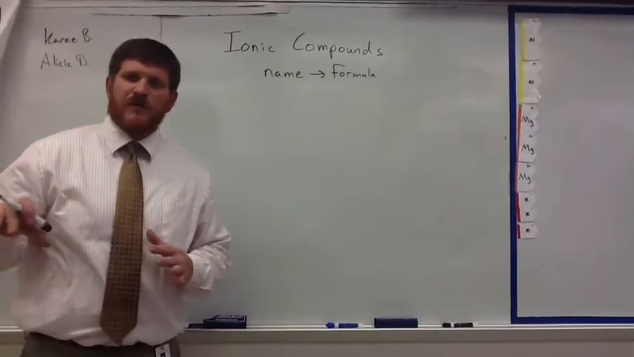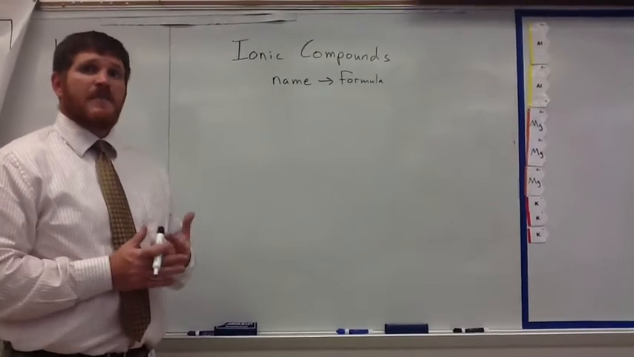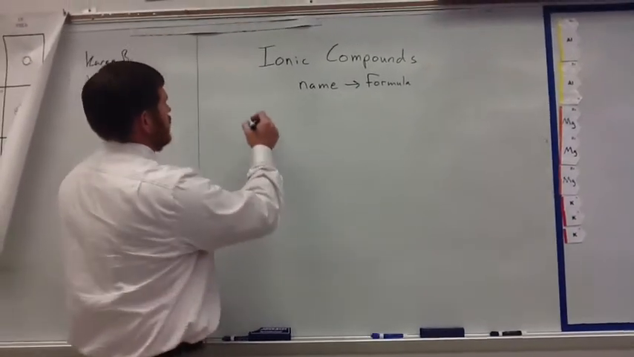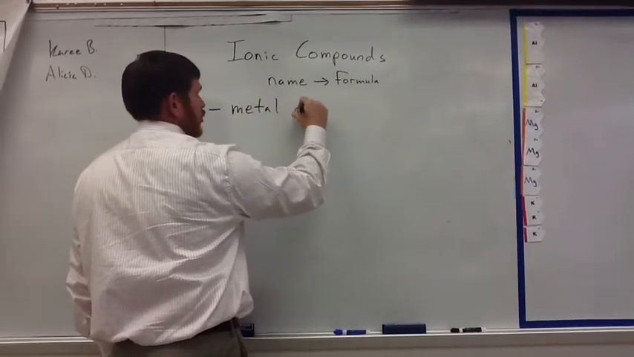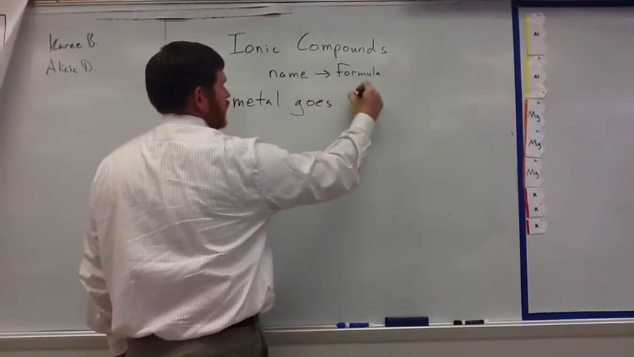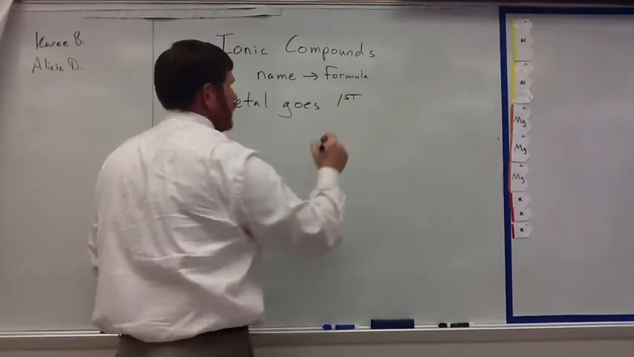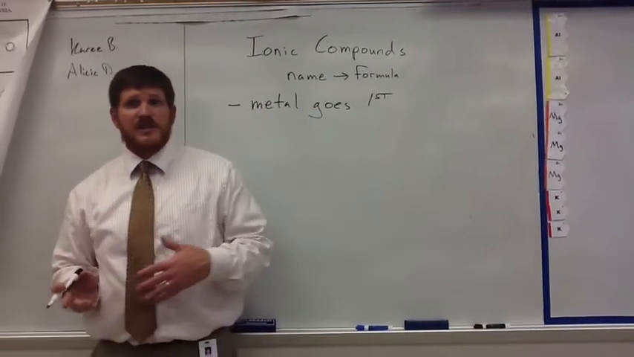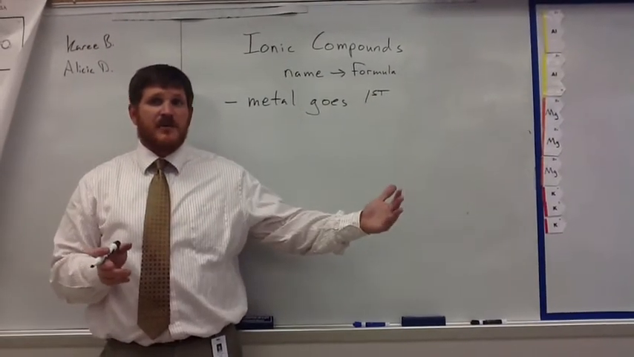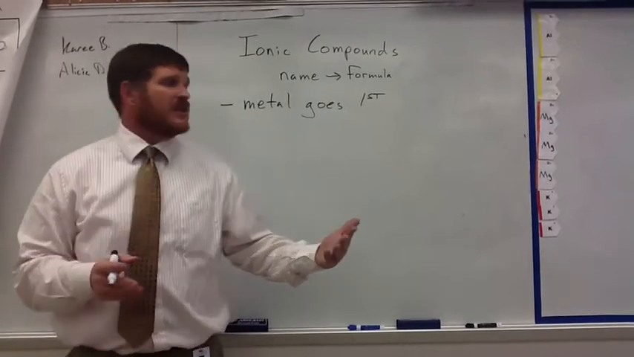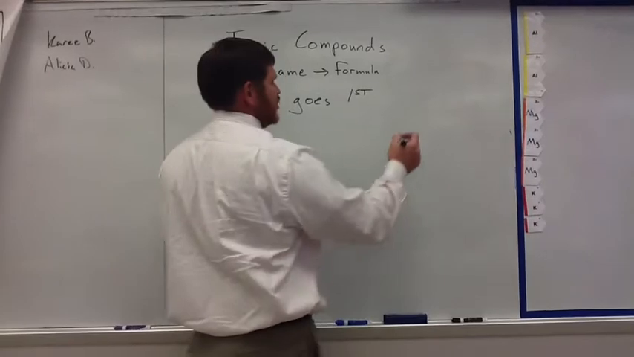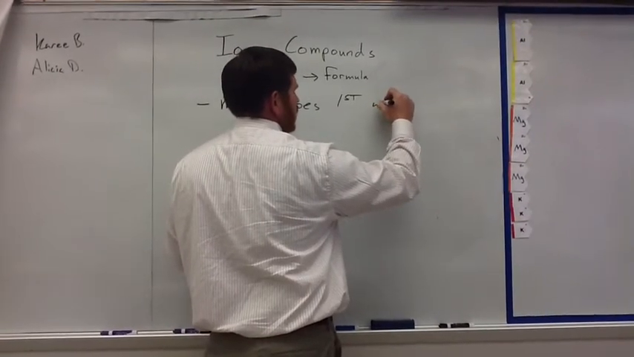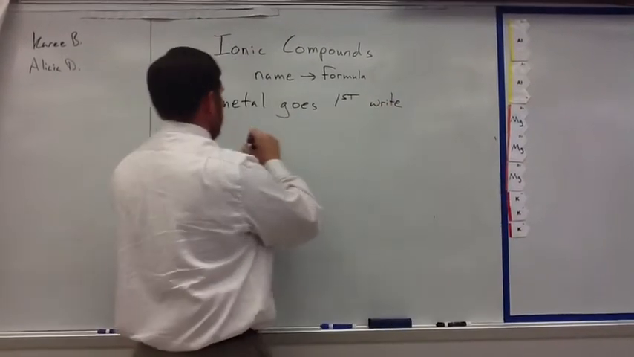What we first want to do is write our metal. So my first rule is metal goes first. That's a tough rule. Whenever I have the one that is closest to the left side of the periodic table, that's always going to be written first. So I can balance charges later on, I'm going to always make sure I write it with charge.